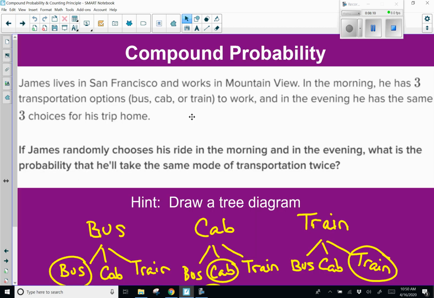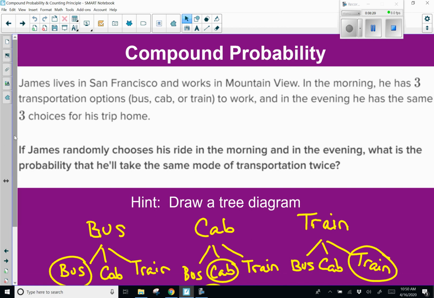James lives in San Francisco and works in Mountain View. In the morning, he has 3 transportation options: bus, cab, or train to work. And in the evening, he has the same 3 choices for his trip home. If James randomly chooses his ride in the morning and in the evening, what is the probability that he'll take the same mode of transportation twice?